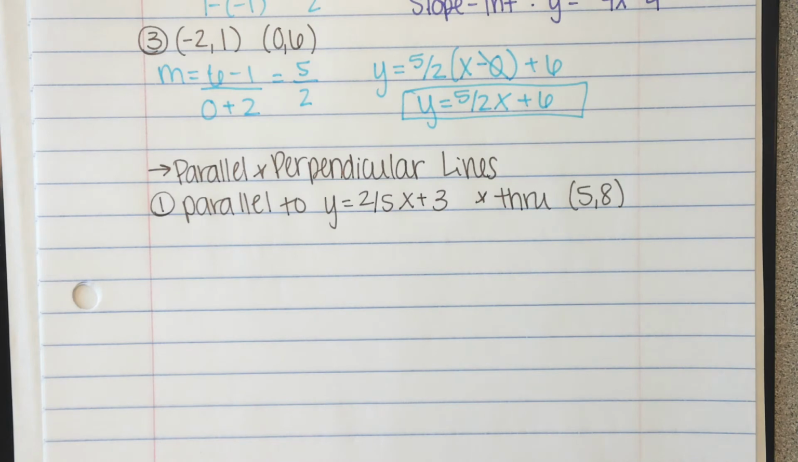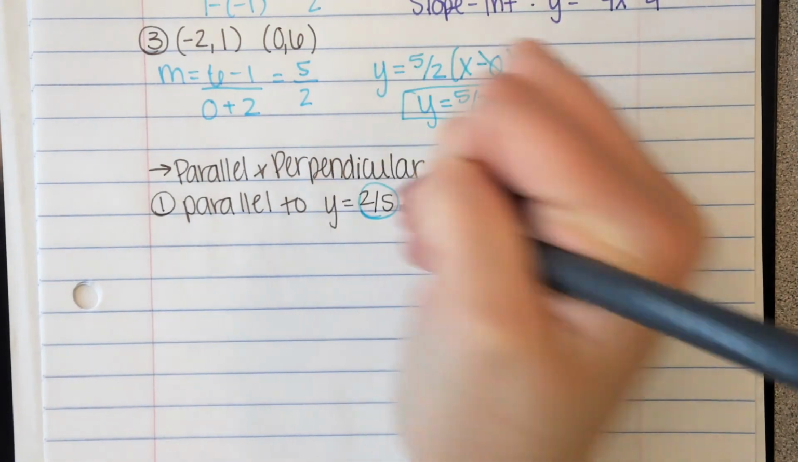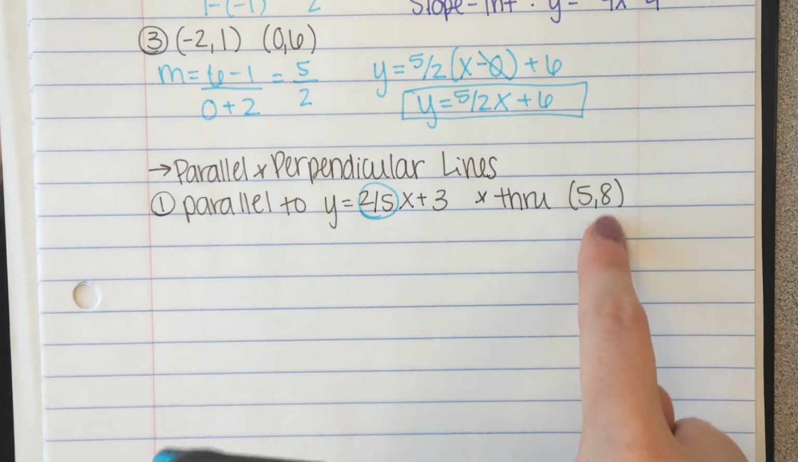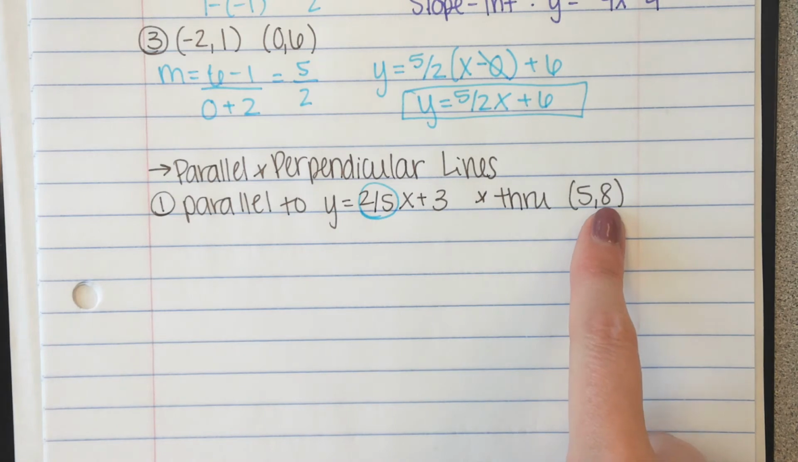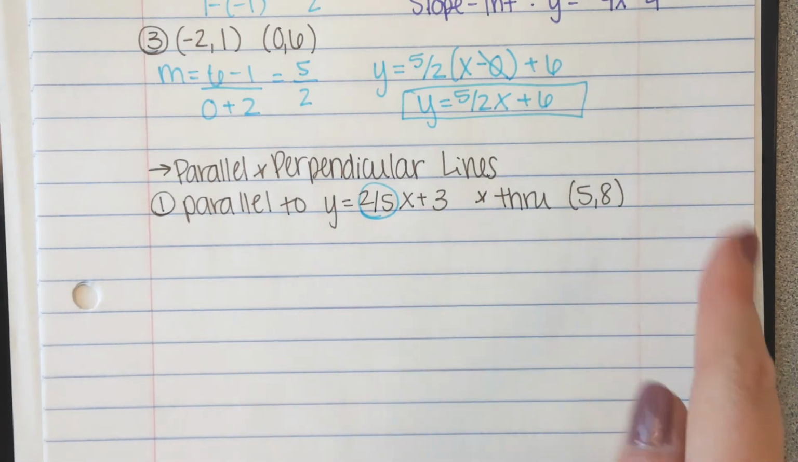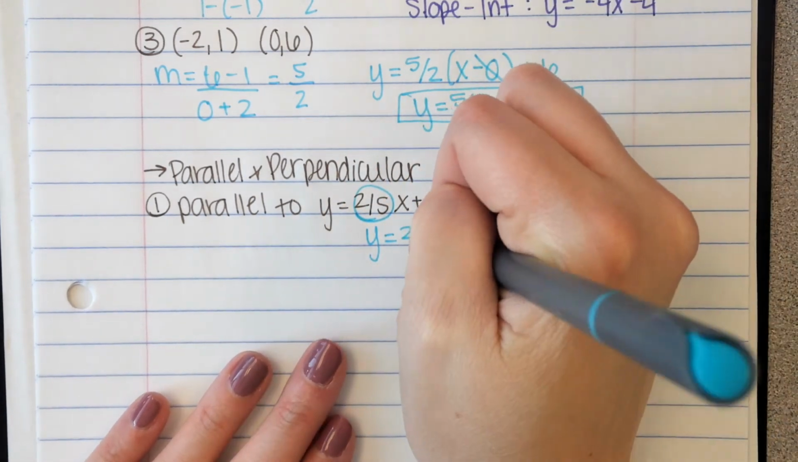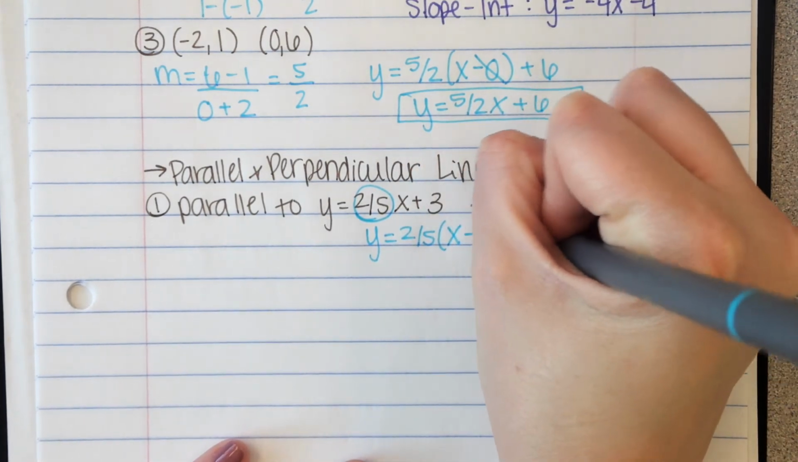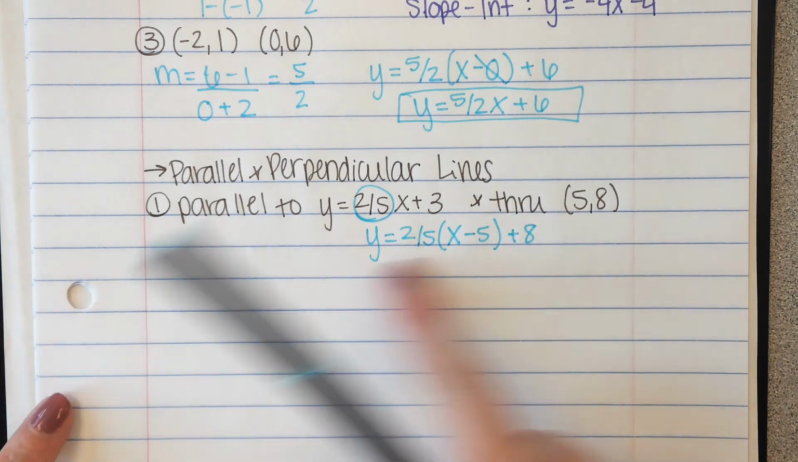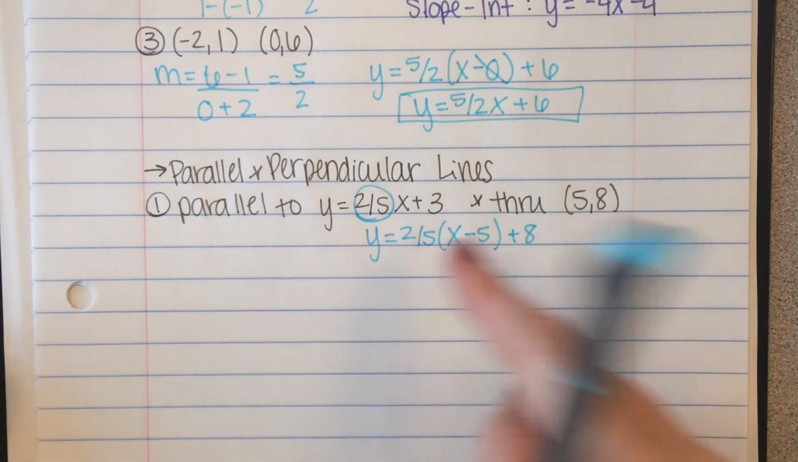Okay, so parallel. Parallel means we have the same slope. So if we're given this equation, then the slope we want is 2/5 because it's the same, and we need it to go through this point. When we're using slope-intercept form, we plug in the point, solve for b, and make a new equation. So watch how easy it is this time. We're going to do y equals our slope, parentheses, x minus our x value, close parentheses, plus 8. So there's an equation. If your work or your question doesn't specify what form, you can stop there.